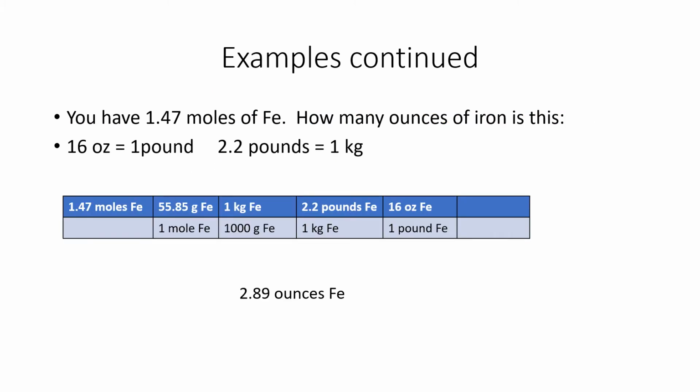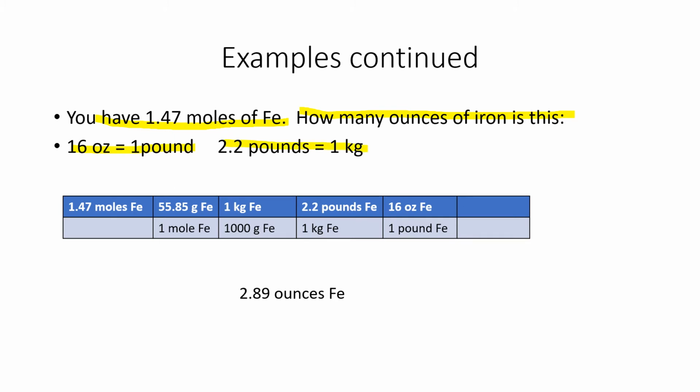If we look at another problem here, in this problem, you're starting with 1.47 moles of iron. This one's going to be essentially the opposite of the problem we just did. And we want to figure out how many ounces of iron this is. And we were given some useful conversions: 16 ounces in a pound, 2.2 pounds in a kilogram.